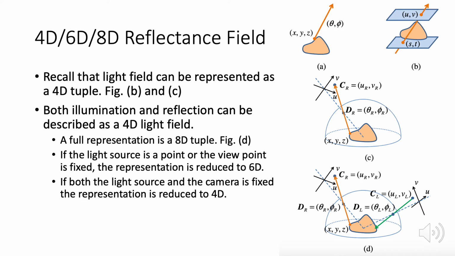Now consider the following scenarios. When the projector position or the camera position is fixed, the representation is reduced to 6D. Think about that. One plane in figure B will reduce to a point, so the dimension is reduced by 2. For the same reason, when we fix both, the representation is reduced to 4D tuples. I find these notions really important because we soon will see the application of dual photography to the reflectance field.